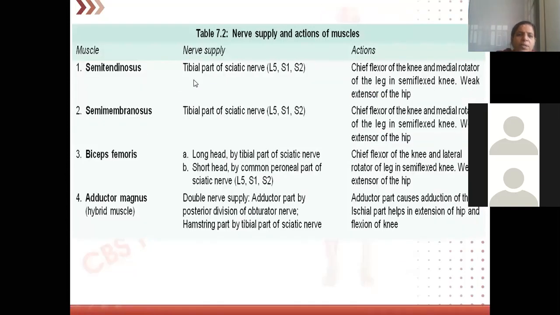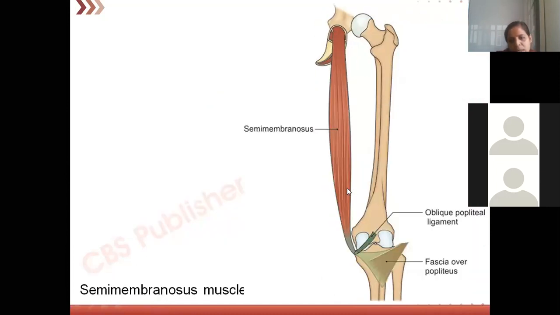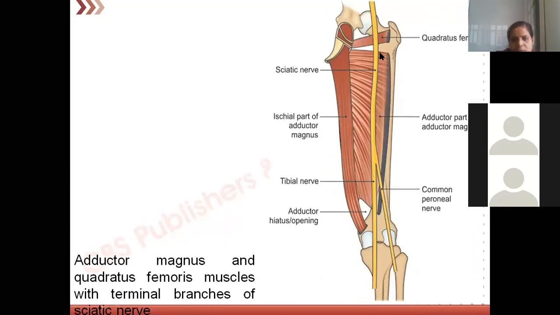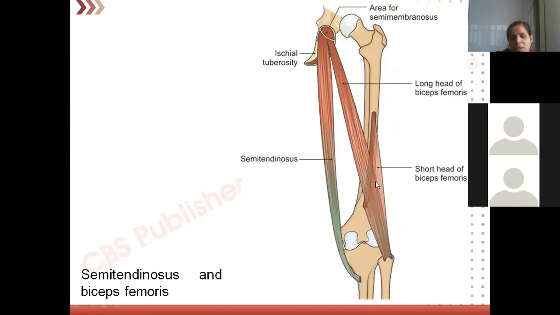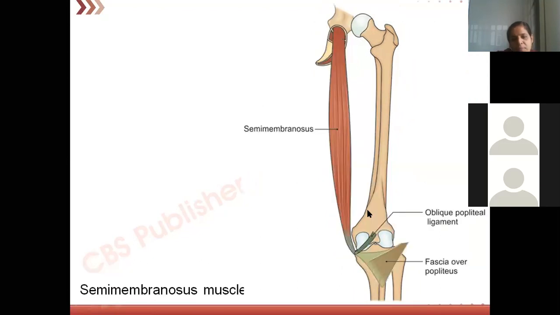So I hope it is clear now. Logically also, if you think, this is the sciatic nerve, which is divided into tibial and common peroneal. The tibial nerve supplies all the muscles except the short head of the biceps, because if you see the origin, the short head of biceps is on this side. On this side, which nerve do we have? We have the common peroneal nerve. So that's how the common peroneal subdivision of the sciatic nerve supplies it.